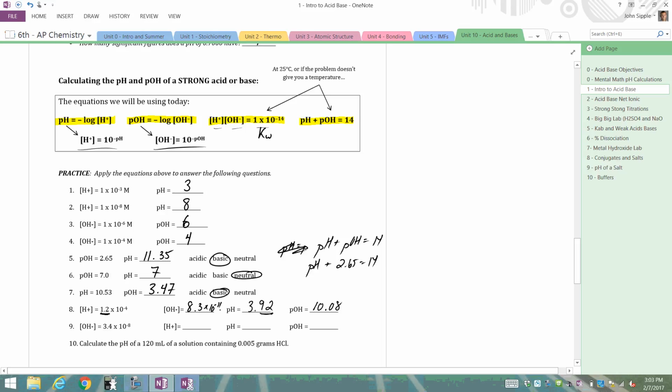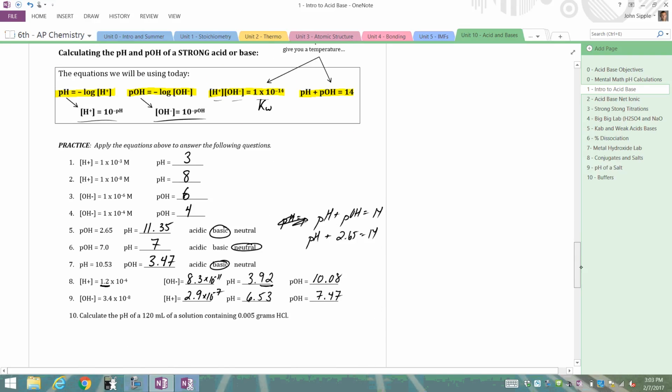So for the next one, I can solve for the pOH if I go minus the log of 3.4 times 10 to the minus 8. So I get a pOH of 7.47. And if I do 14 minus that number, I get 6.53. And then I can take 10 to the negative 6.53, and I get 2.9 times 10 to the minus 7.